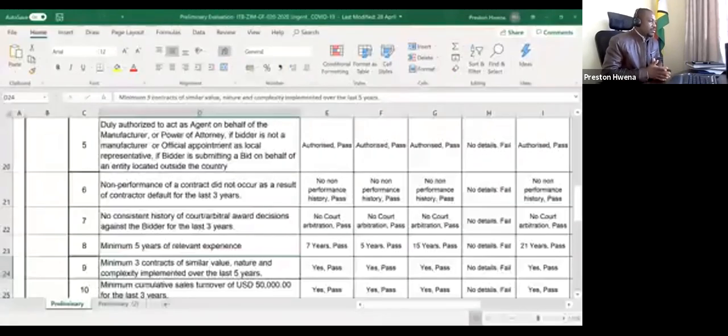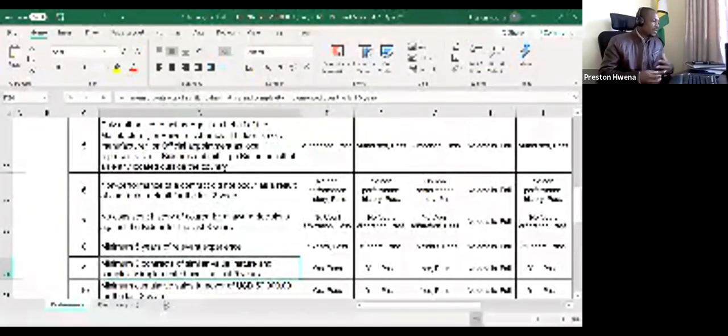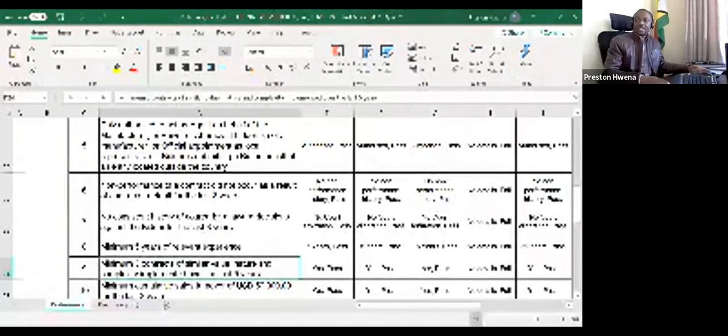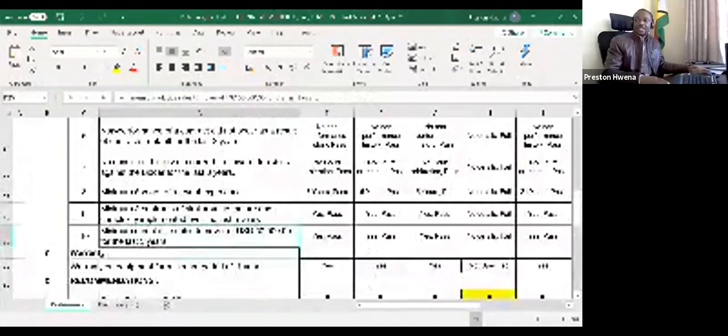If in terms of sanitizer, some can say, okay, COVID is new. Yes, we understand that COVID is new. But if you are a chemical manufacturer, we expect you to have dealt with this maybe in your past 3 years or so. So we anticipate you to have done at least reasonable contracts of similar value. Then we are also looking at minimum cumulative sales turnover of 50,000 for the last 3 years.